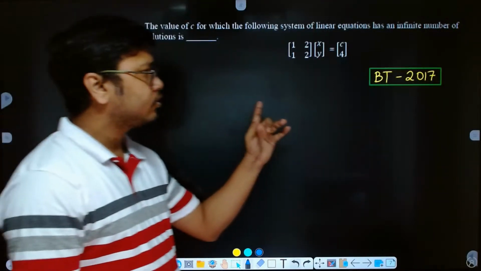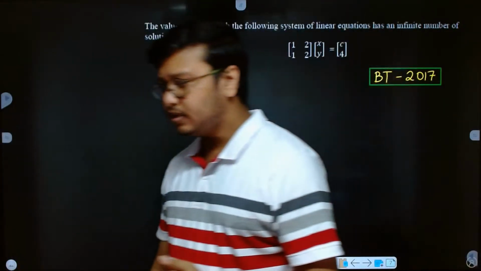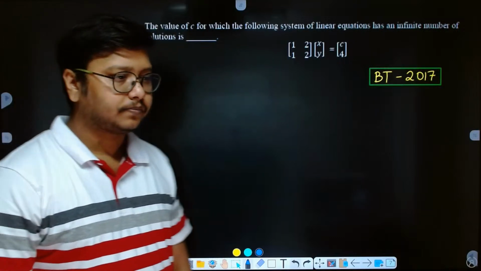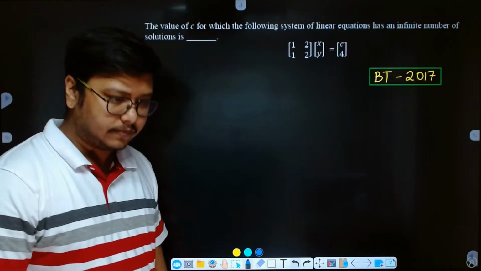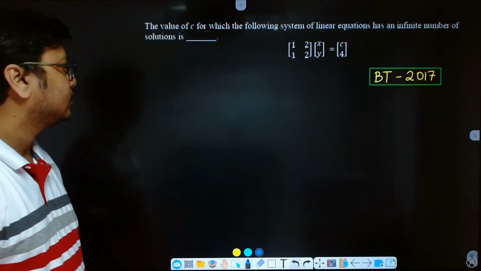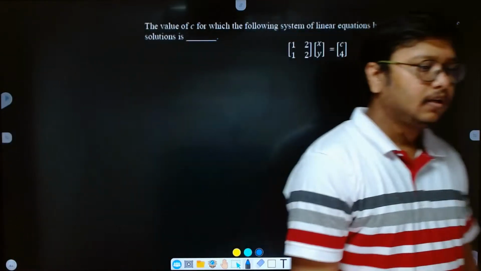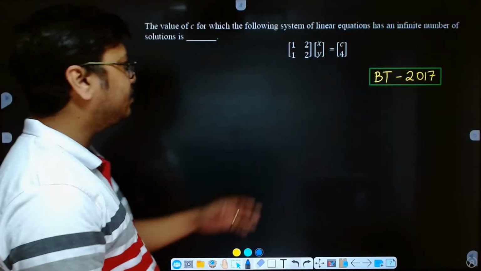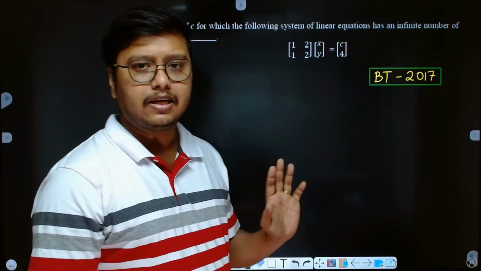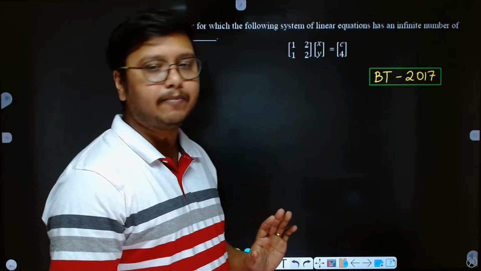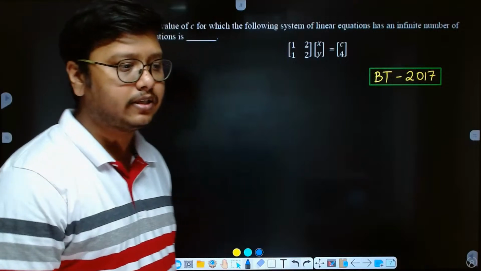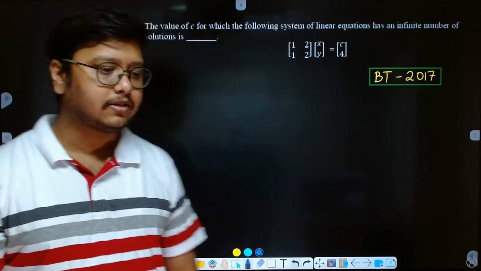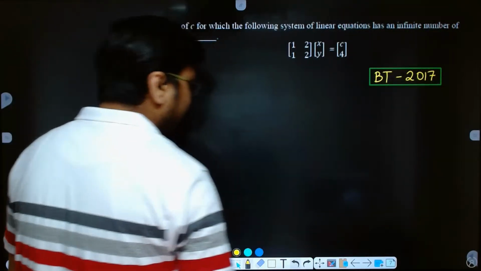I hope you should be able to do this question on your own. Do this question and tell me the answer. The value of C for which a system of equations has an infinite number of solutions. Very small system of equations. Just write it in the form of an augmented matrix and find the value of C. That's it. Let's see if anyone can answer this question. Okay, I've got one answer: 4.